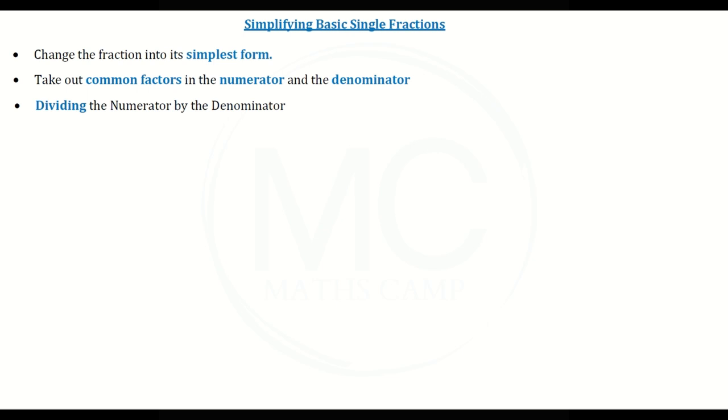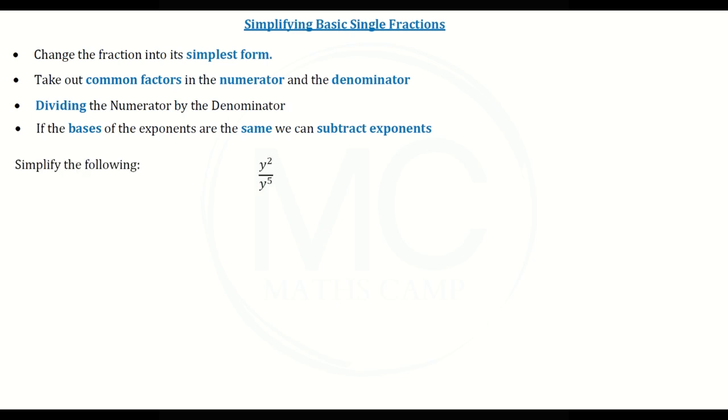When we worked with the rules of exponents, we learned that if the bases are the same, we can subtract exponents. So, for example, if we have y squared over y to the power of 5, the bases are both y. So we can say y to the power of 2 minus 5. 2 minus 5 gives us negative 3. So we get y to the power of negative 3. But remember, we want our exponents to be positive. So in this case, we move the y to the denominator of the fraction, and we get 1 over y cubed.